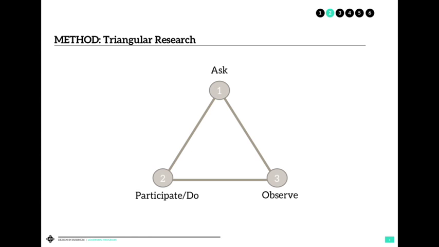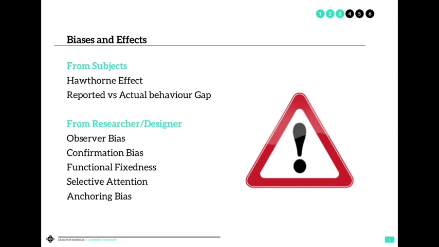Right, so I just want to delve a little deeper into some of the research tools, and we'll focus in this module on Ask. And Ask forms part of the triangular research pieces, so we're going to be looking at Ask, Participate/Do, and Observe. And really, before we get into that space, I just want to touch on a couple of biases and effects.